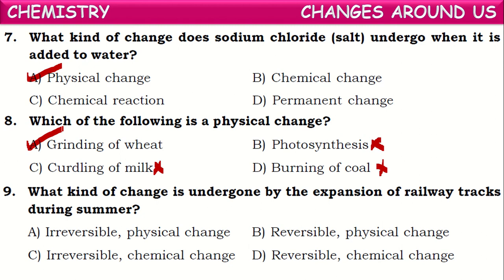Now we can say this change or expansion of these railway tracks is a reversible change, and it is just a physical change because even after expansion, its chemical composition does not change. So it is a reversible change as well as a physical change. Here it is. It is correct. Okay, next.